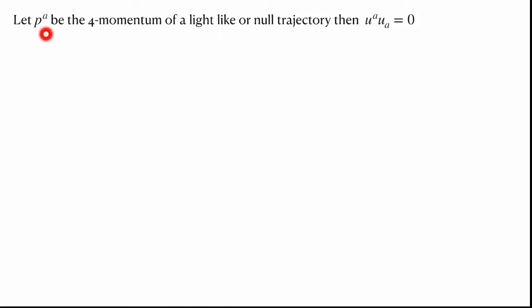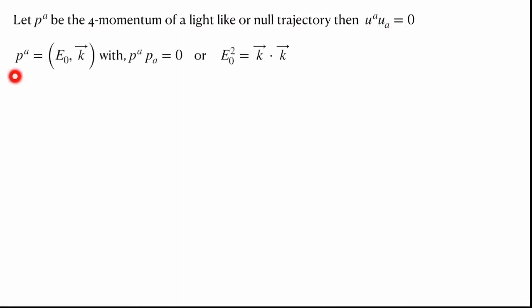So let P be the 4-momentum for a light-like or null trajectory, then we have p^a p_a equal to 0. Now we write p^a as E_0 k^a. Now p^a p_a should be 0. That puts the constraint that E_0 squared must be equal to k dot k. So this is how a particle can be defined to be a null vector.